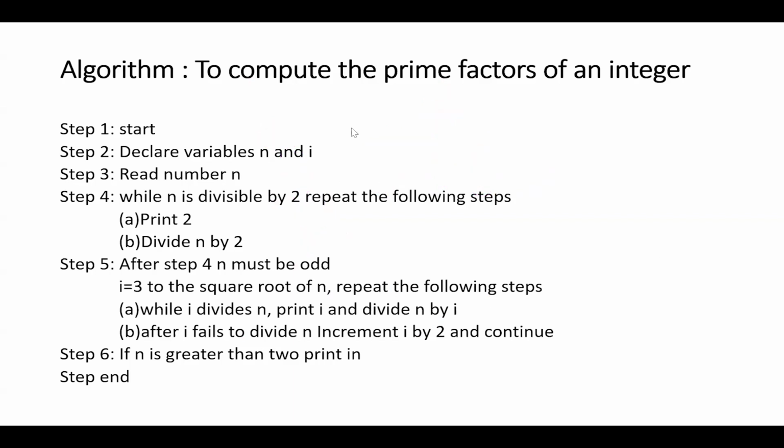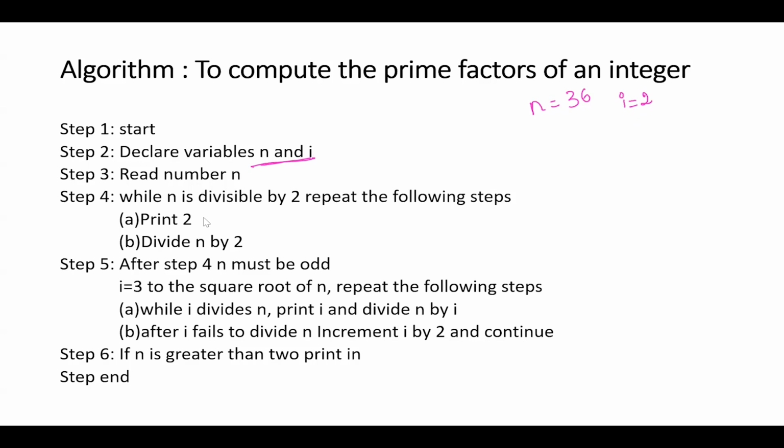First, we will declare variables n and i. So I'm going to declare the variables n and i, where n is the number. Okay, n is going to be the value. For example, let me take 36, and the value of i is of course going to be 2, because initially we are going to start with 2, which is the smallest number. Okay, next, read the number.